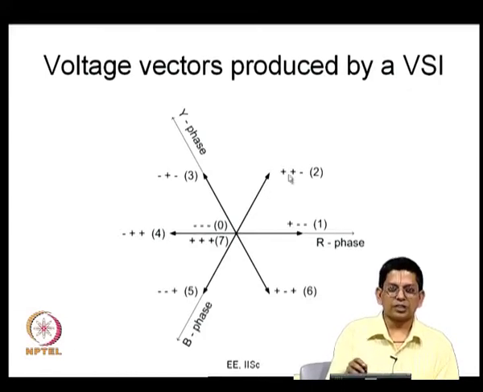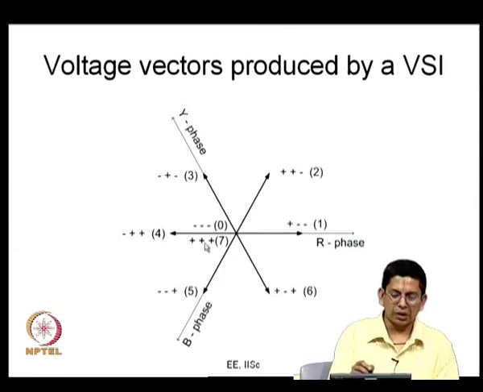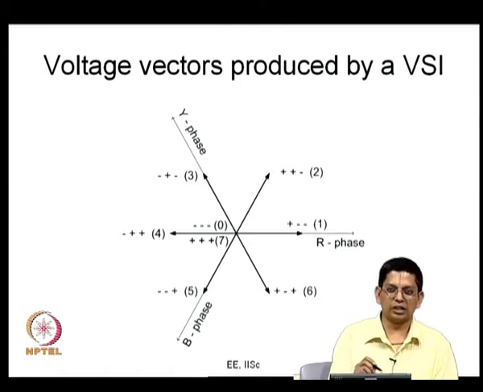Now, this accounts for 6. There are 2 other states which are indicated here, minus minus minus and plus plus plus. Minus minus minus means all the bottom devices are on, that means the load is shorted. Here plus plus plus means all the top devices are on, the load is shorted. We have discussed this earlier, we know that this is a redundancy that is there in a voltage source inverter. Because of both of these, the resultant voltage vector is equal to 0.